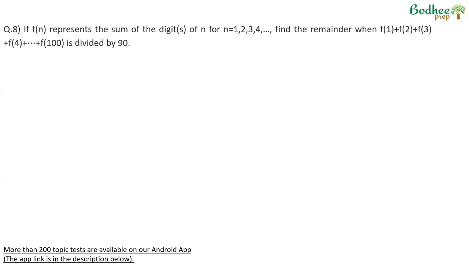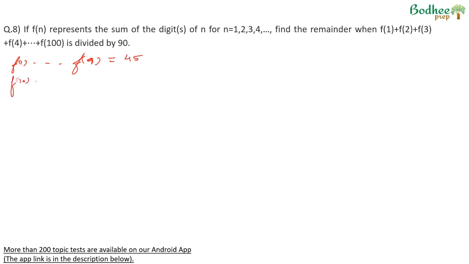Fn represents the sum of digits of n, where n is 1, 2, 3, 4. What is the remainder when f1, f2, f3, and so on till f100 is summed and divided by 90? What we can do is write the sum from f1 to f9. This will be nothing but 1 plus 2 plus 3 plus 4 up till 9. This will be 45.